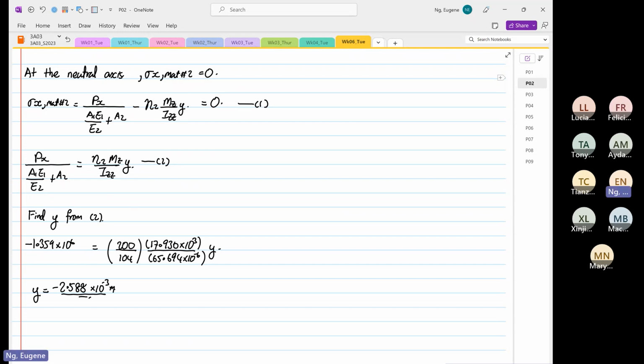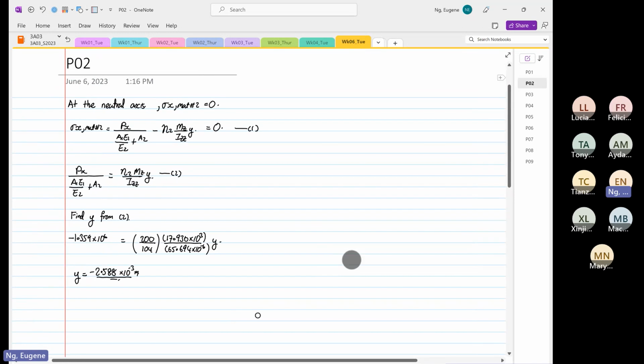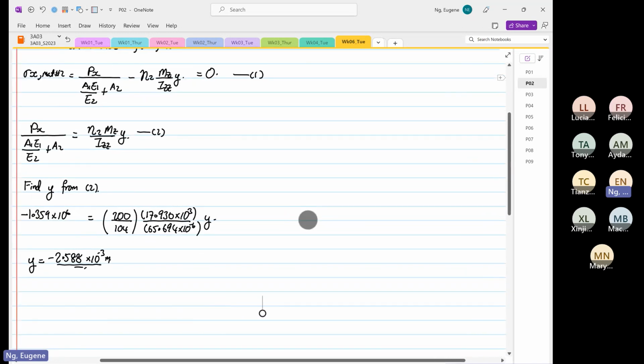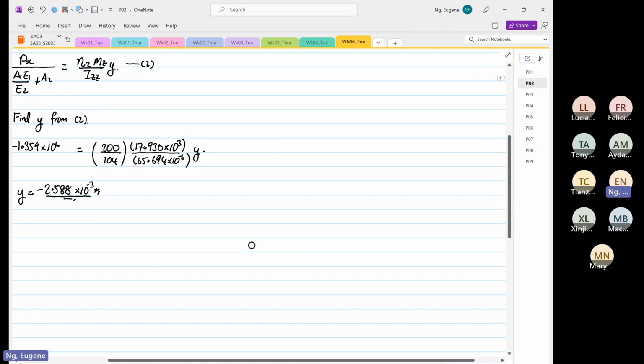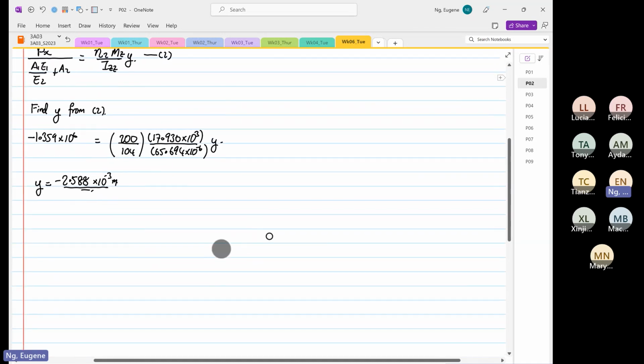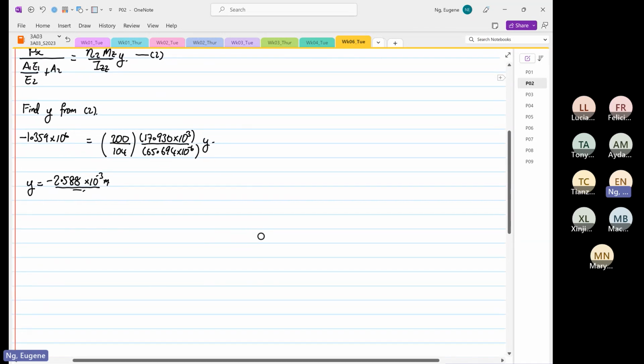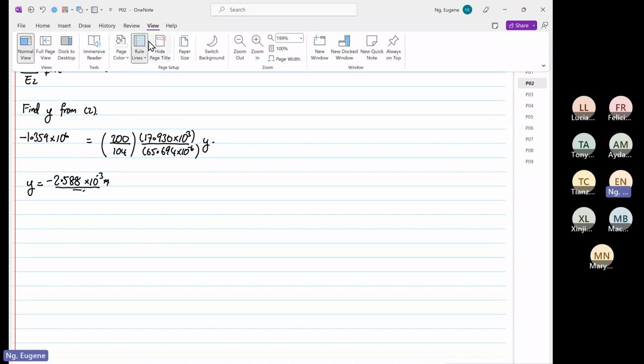Now this is only if you can remember equation number 1. If you don't remember equation number 1, it is also fine. You can use a simpler method. So I'm going to show you a method for if you forget equation number 1, how to do it by using a simpler method. Okay, so now I'm going to sketch our stress distribution for material number 1.